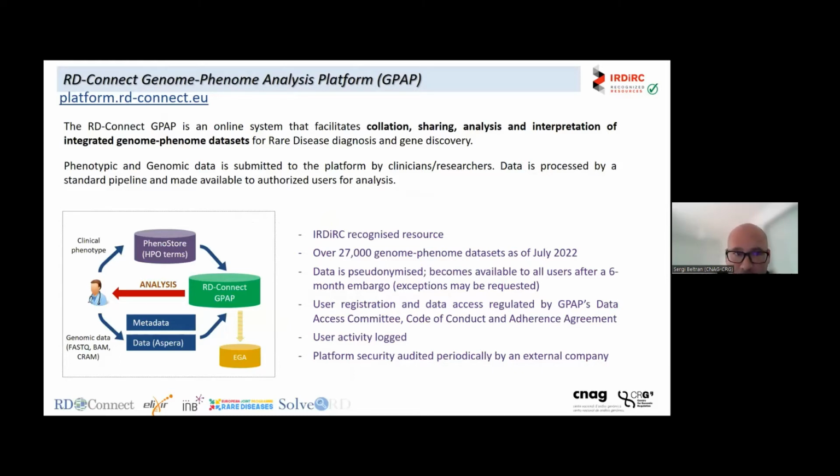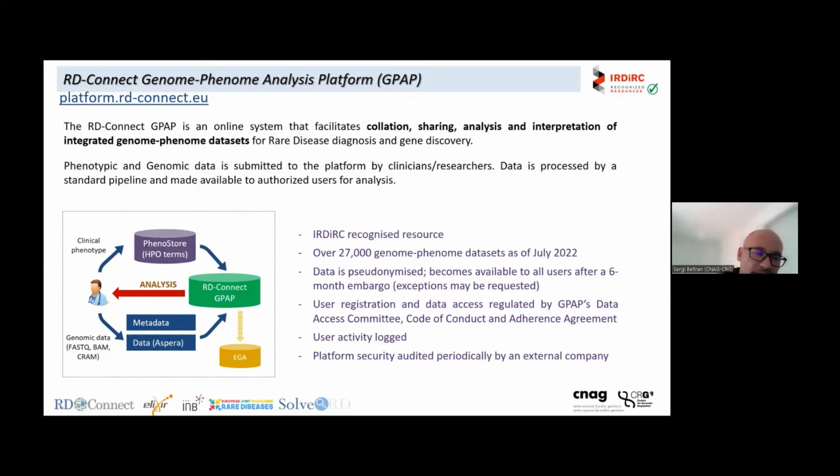It is an online system that facilitates collation, sharing, analysis, and interpretation of integrated genome-phenome datasets for rare disease diagnosis and gene discovery. How it works is what you see on the scheme here on the left side. Basically, a data submitter, which is typically a clinical researcher or a clinician, submits on one side the clinical phenotype using HPO terms and other standards. And for this, they use the PhenoStore system developed in-house.